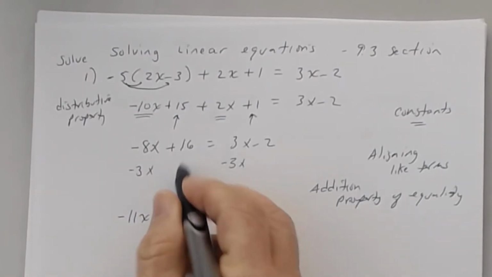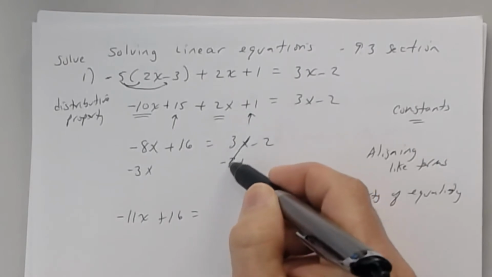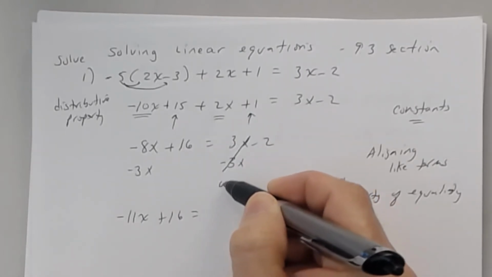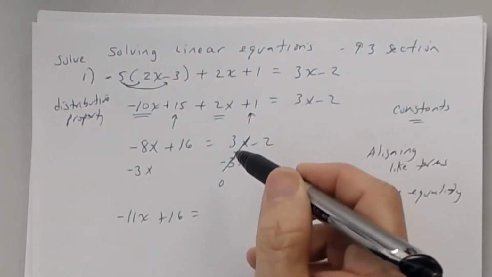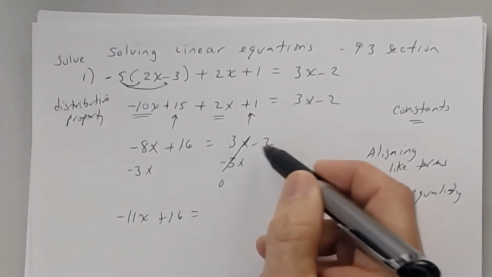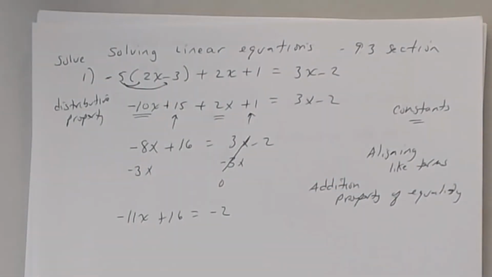Negative 11x plus 16 equal, what's 3x and a negative 3x? 0, right? 0. Because 3x minus 3x is 0. And what's 0 subtract 2? Negative 2. So that's where I'm at. So I brought the variables to one side. Now I've got to do what? Bring the constants to the other side.